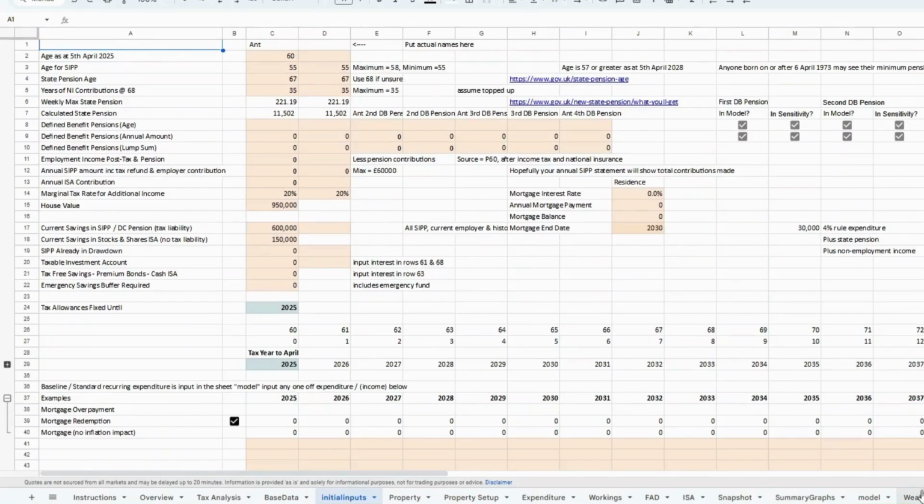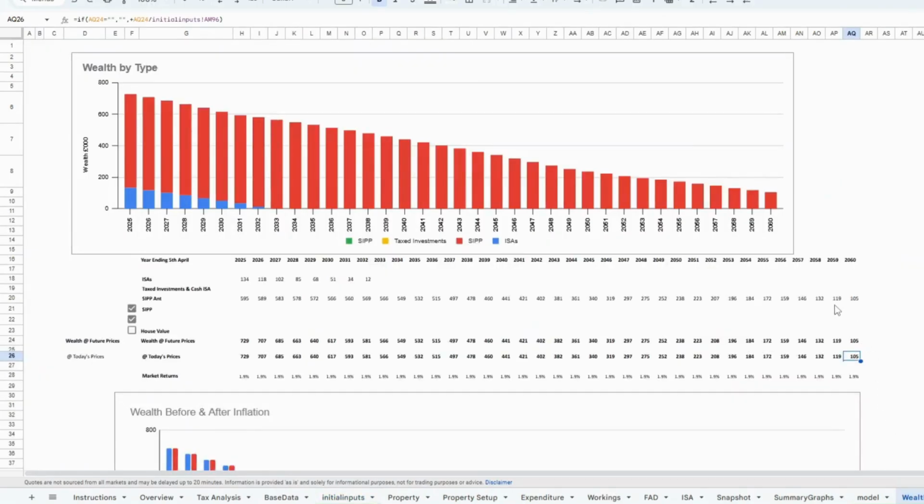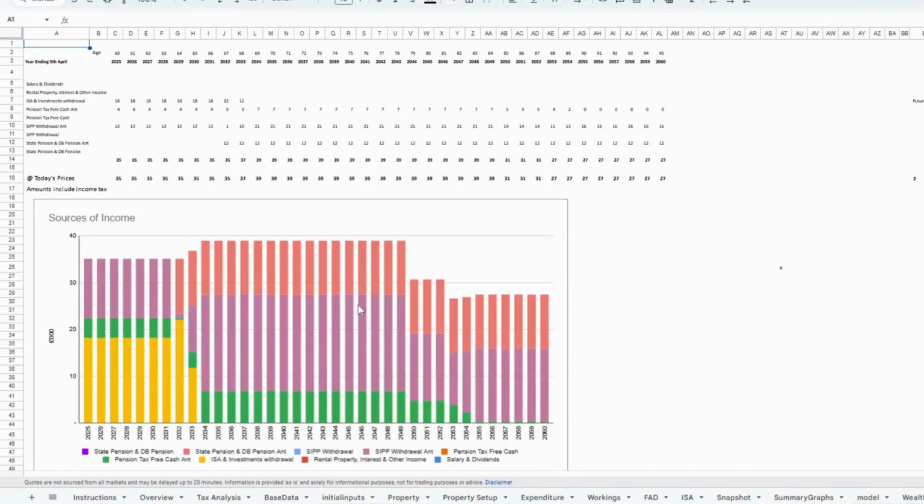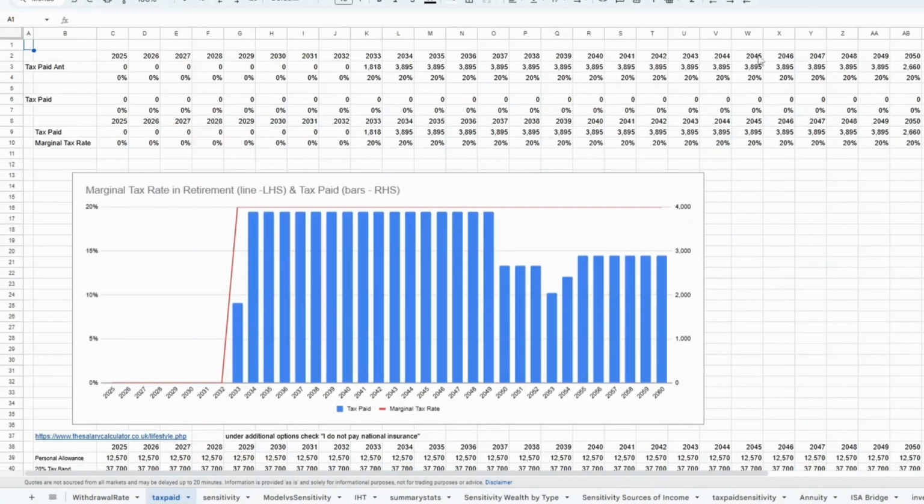So we do all that, we come back to our wealth by type, and now we've got the exact same number for the real and the nominal. And then when we come to look at things like sources of income, it's much clearer to see exactly what we're taking, because it's not growing over time with inflation. And then also things like the amounts of tax that we're paying, it's much easier to understand what's going on and what the money numbers are in today's terms rather than some usually inflated number.